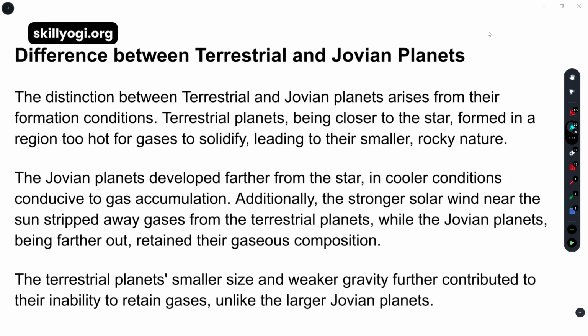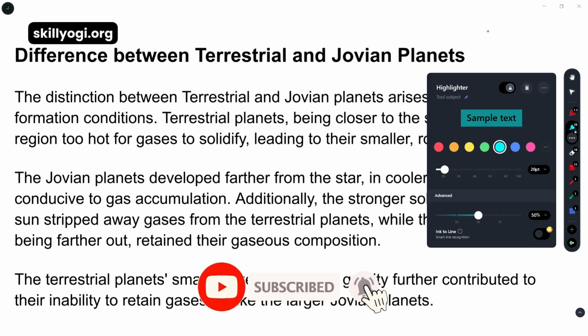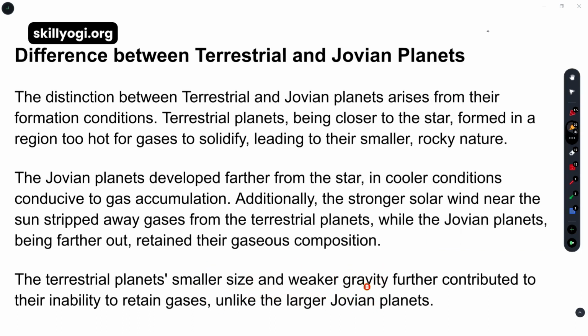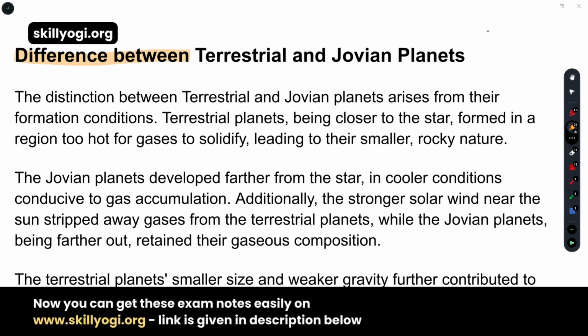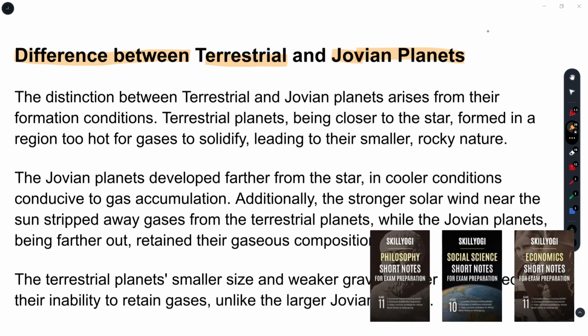So in the last class, we learned about the different types of planets. Now we have to find out the differences between these two types of planets. The heading is: difference between terrestrial planets, which are Mercury, Venus, Earth, Mars, and the Jovian or giant planets, Jupiter, Saturn, Uranus, Neptune. That is called the Jovian or gas giant planets.